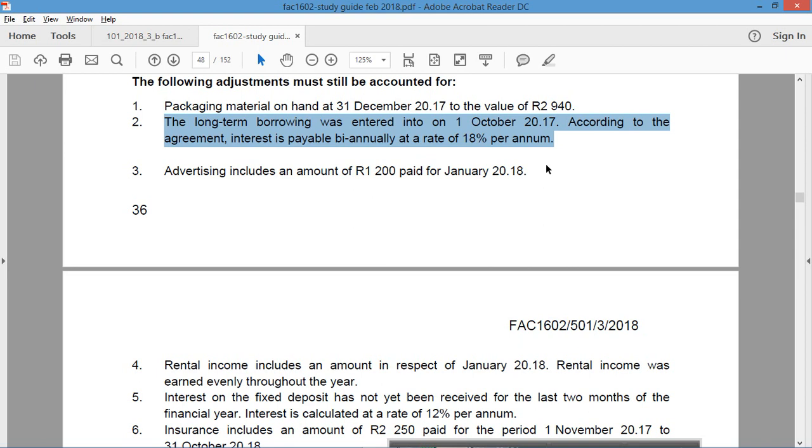Okay, what are they talking about? Are they talking about getting a loan, or are they talking about something else? Well, it says long-term borrowing was entered, so you did get money. Yeah, but when did it happen? On the 1st of October 2017. What date are we sitting at?